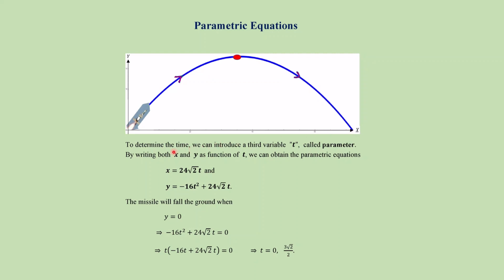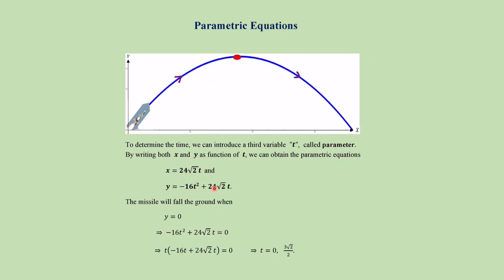So to determine the time, we can introduce a third variable here, because x is the first variable and y is the second variable, and we are introducing the third variable, which is t, and this t is called the parameter. Now what we will do is write both x and y as a function of t. So if we write both x and y as a function of t, then the parametric equation will be like this. These two equations are given.